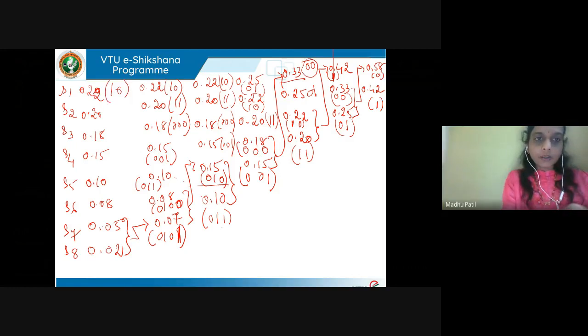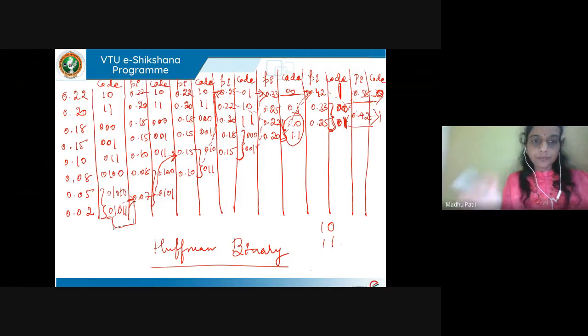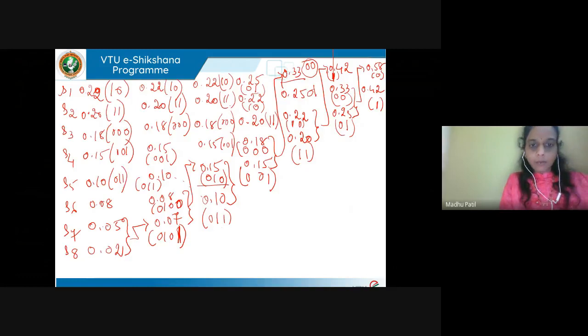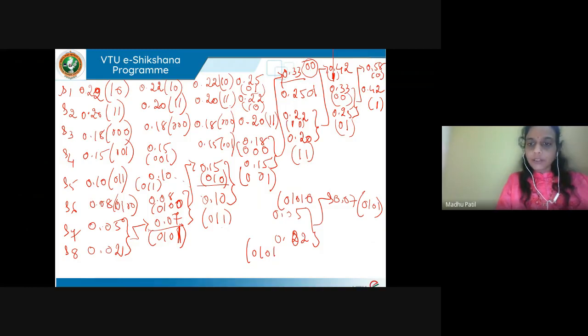Coming back, 0.22 is 10, 0.20 is 11, 0.18 is 000, 0.15 is 001, 0.10 is 011, and 0.08 is 0100. Next, these two form 0.07, so what is the code word? For 0.05 it will be 01010, and for 0.02 it will be 01011, the same code 0101 followed by 0 and 1.